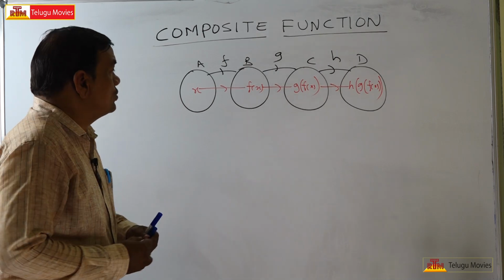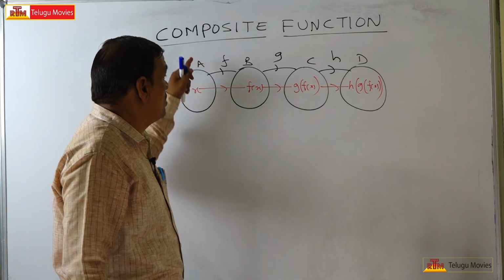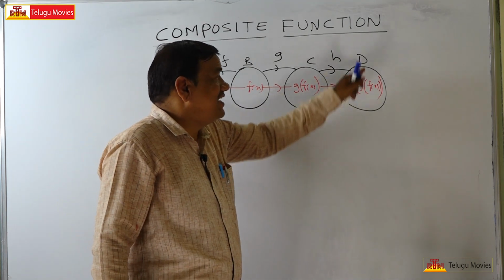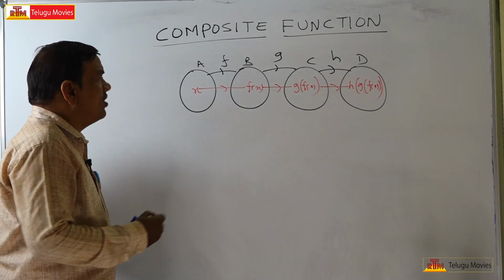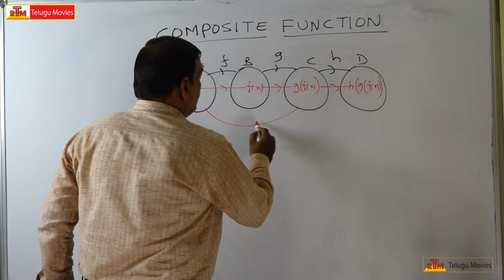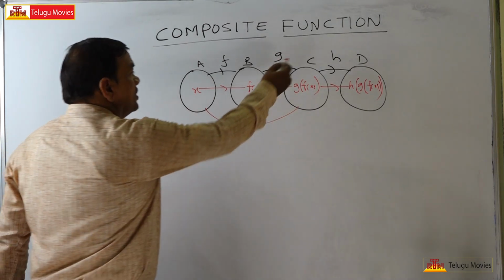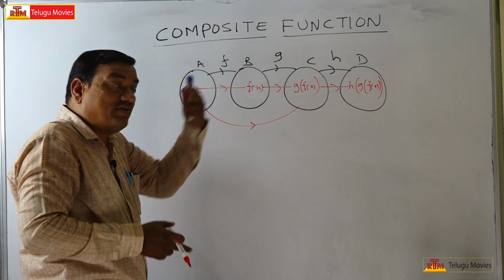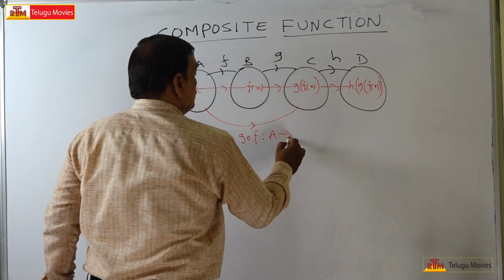So for every element X belonging to A, there exists an image in D. Let us see first of all, from A to C, what is the name of this function? I already told that you have to take it in reverse order, that is G circle F from A to C.